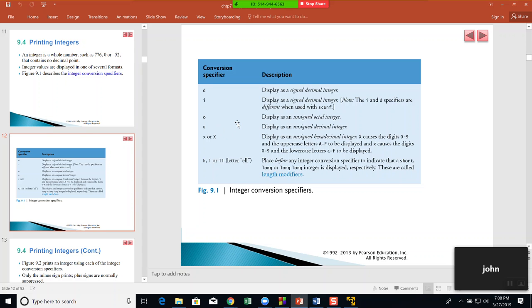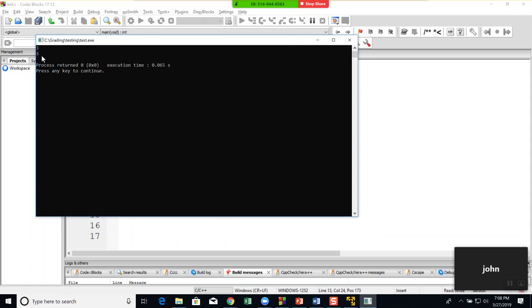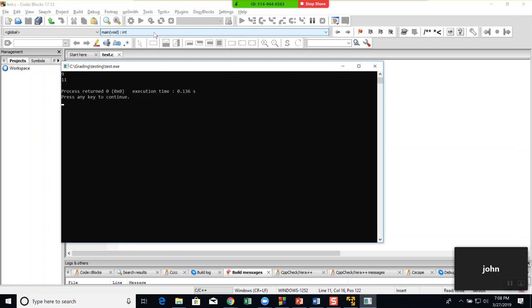Display as an unsigned octal integer. Well, let's see what in the world that does. Printf %o, I think is what it was, test num. 3. If I put 9 in here and then run it, we get 9 and 11. 11 is octal. Have you seen those? You haven't?